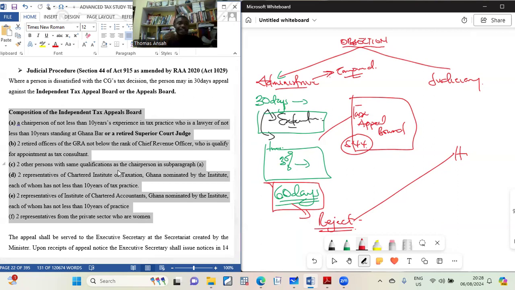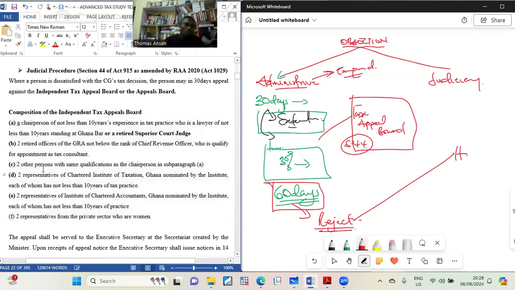Now, this thing is highly political. Then we have 2 representatives from the private sector who are women. So how many are they? 1, 3, 5, 7, 9, 11. So these are the people there.